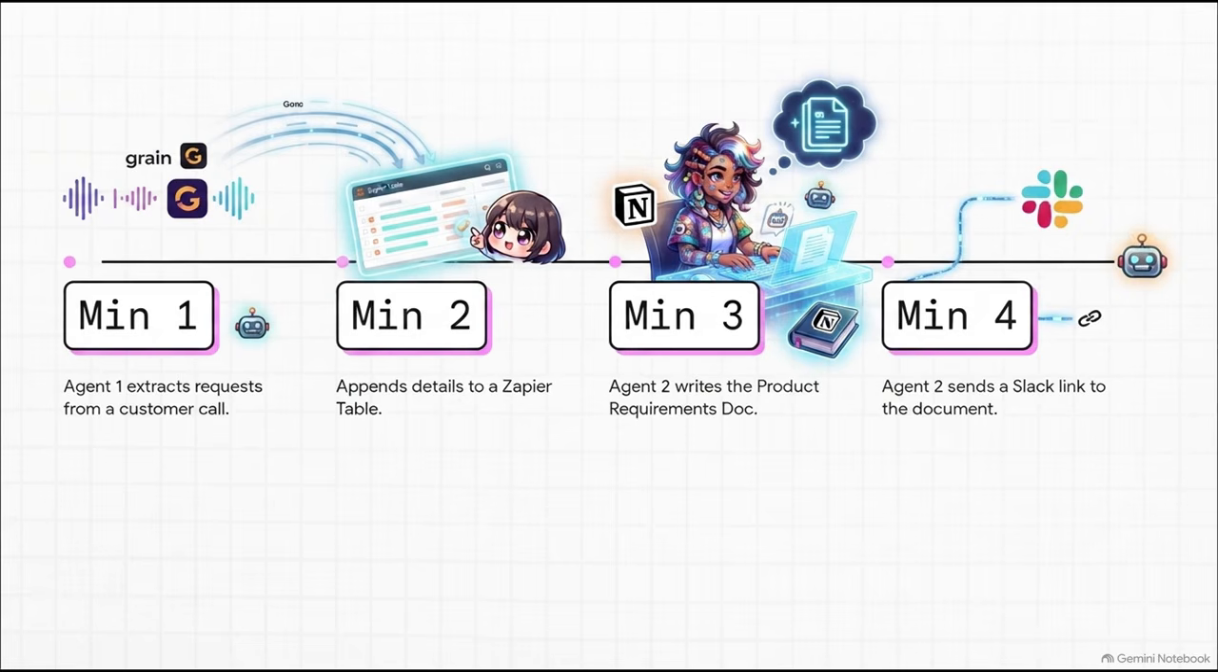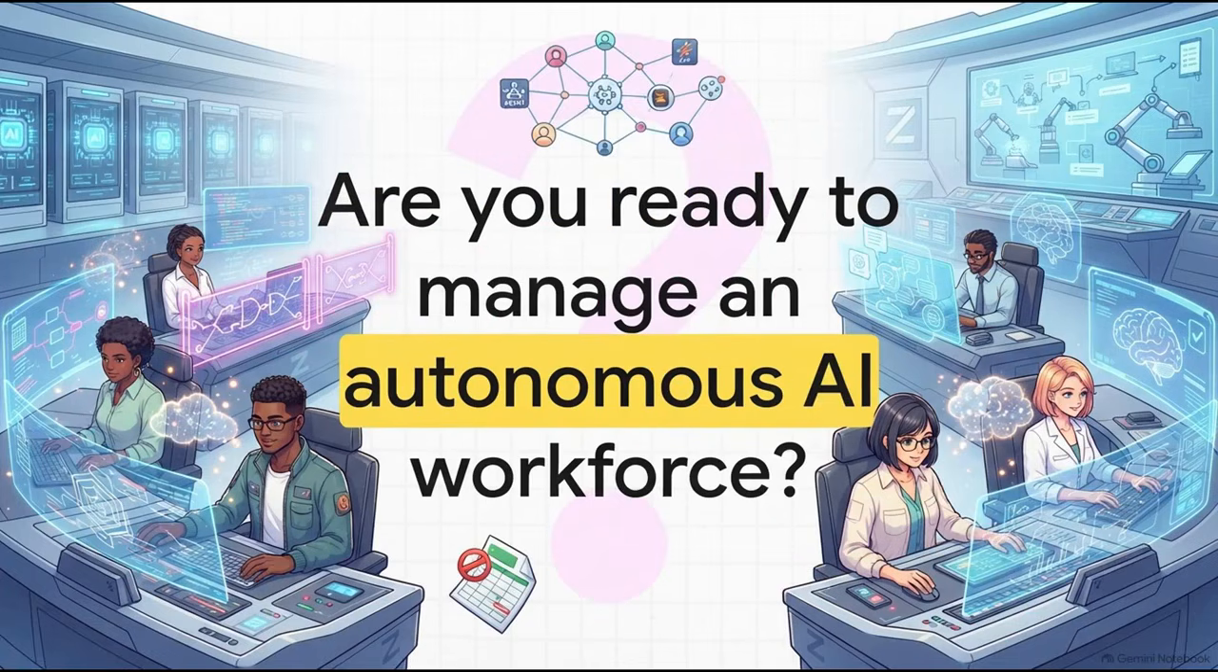You have Agent 1, whose only job is to listen for customer call recordings in Grain or Gong. It extracts all the feature requests, and appends that data straight into a Zapier table. Now that new table row immediately triggers Agent 2, your specialized writer agent. Agent 2 takes those feature requests, checks your company's Notion workspace for exact formatting rules, writes a flawless product requirements document, and then Slacks you the final link. One agent handles extraction, the other handles drafting. Total harmony, completely automated.